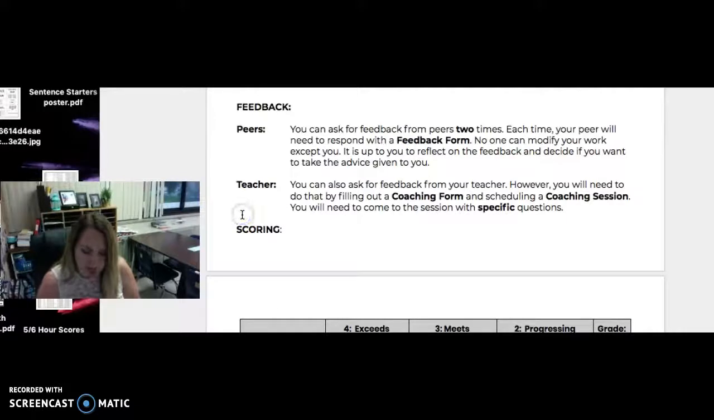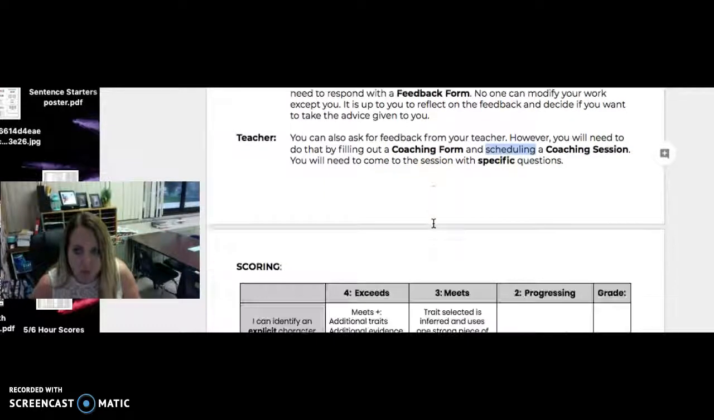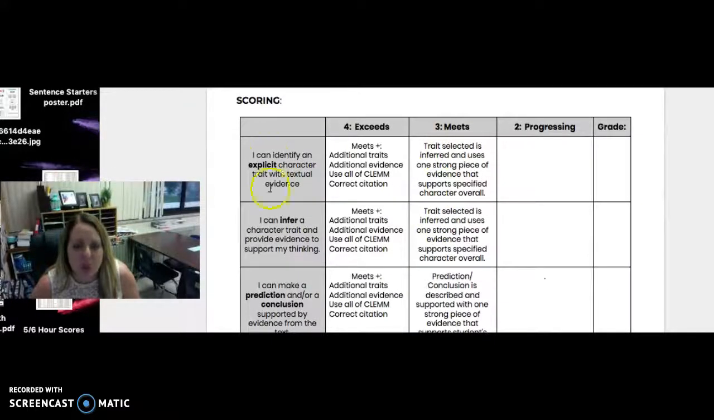Okay, so that makes sense to me. I've just got to figure out where these forms are, the feedback form and the coaching form, and then where the schedule for the coaching session is. That is unclear, right? Okay, questions. Write them down. Then we can move on to the next section, which is all about scoring.